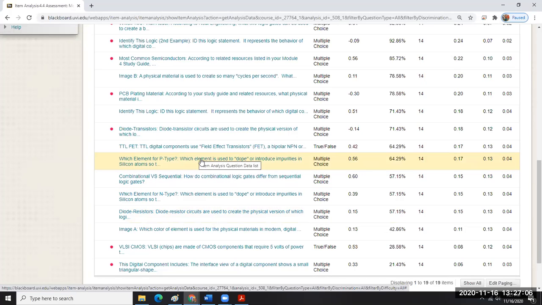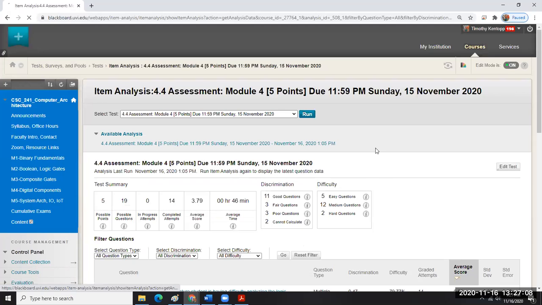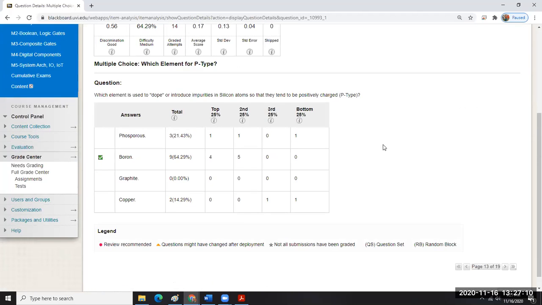Okay. So, which element for p-type? Similar question, it was in the same video. Which element is used to dope or introduce impurities in silicon atoms so that they tend to be positively charged, or p-type? So if we say, what does the P mean in p-type? I want everybody to remember positively. What's the N in n-type? Negatively, right? Boron is what's used to dope the silicon so that it tends to be positively charged.